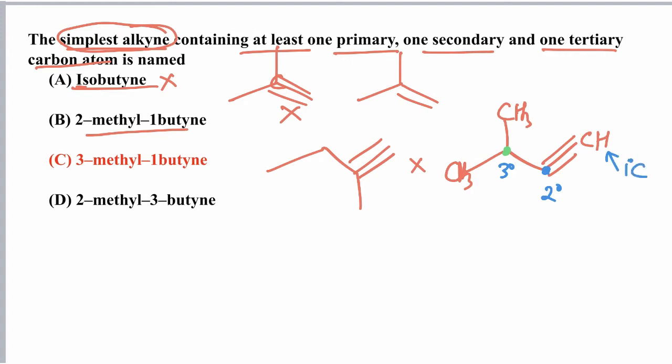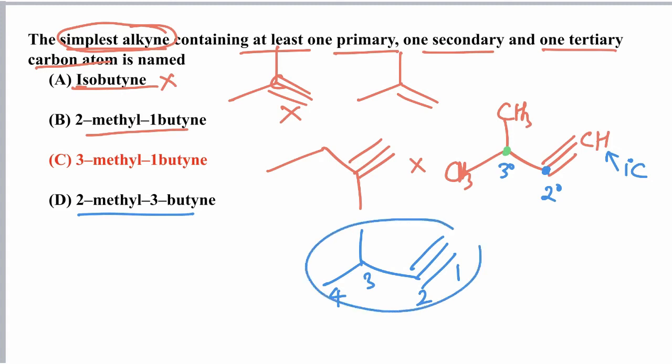If we take the last example, 2-methyl-3-butene, this structure 2-methyl-3-butene is incorrect naming because we have to start naming from the triple bond. So this molecule must be named 3-methyl-1-butene. So the correct answer is C. D, here in the case of D, the nomenclature of the compound given is not correct.